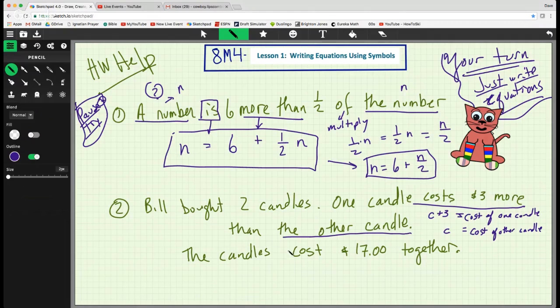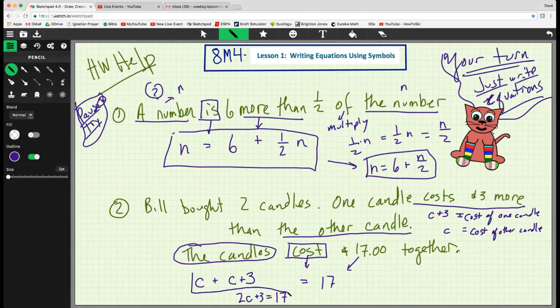So here's our equal sign. Remember, cost is kind of like equals. $17. And then the candles cost, this implies adding them together, right? The candles together cost $17. So C plus C plus 3 equals 17. If you simplify that into 2C plus 3 equals 17, you are well on your way to solving the problem, but we can stop right here because we're just asked to write the equations.